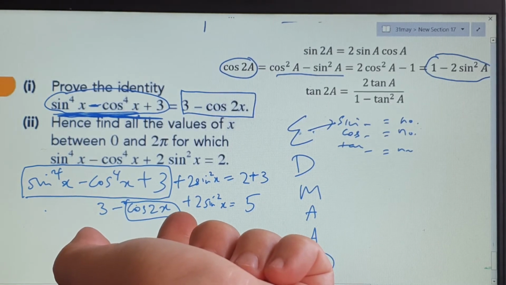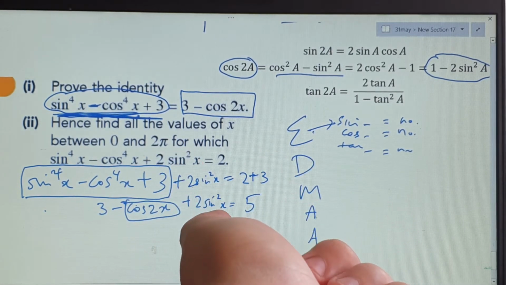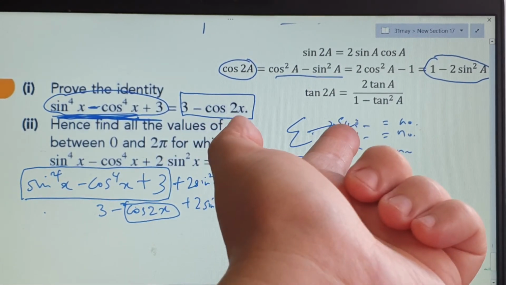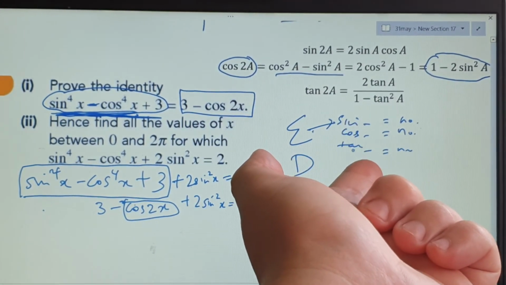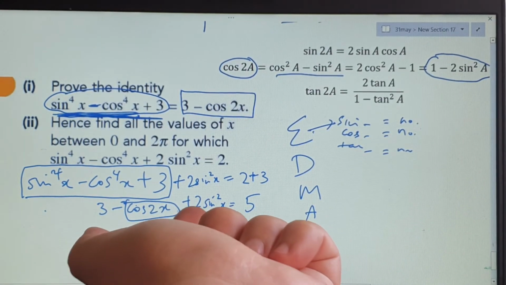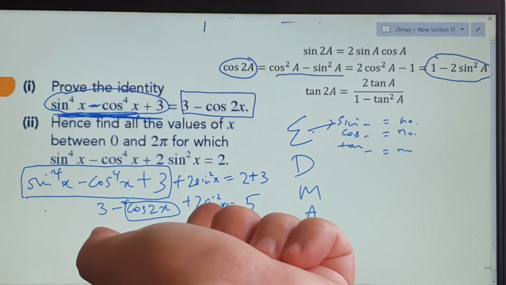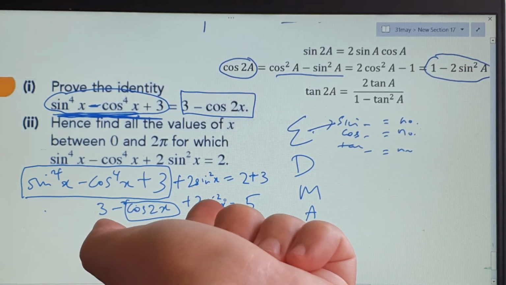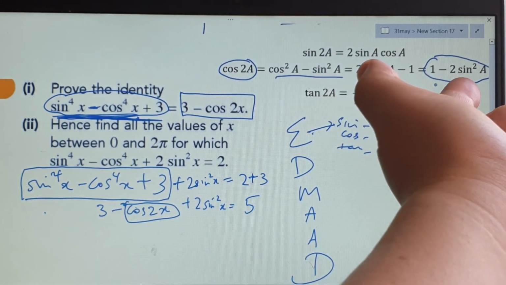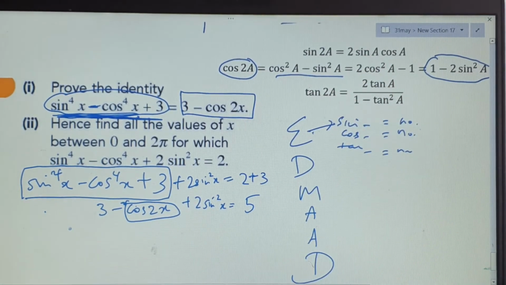So that's the reason why I want you to use AddMath to help you. This AddMath, this E, helps you to realize that you need to get either sine, cosine or tangent. But now you got cosine 2x and sine square x. So very cannot solve. So you need to replace this with sine square x. I show you what I mean.